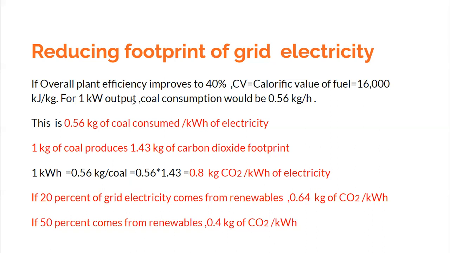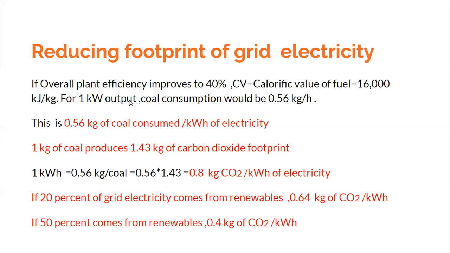Now this is very interesting. If you go on substituting the coal with renewables, the carbon footprint goes on reducing. So if 20% of grid electricity comes from renewables, the carbon footprint per kWh of electricity becomes 0.64. How has that come? 80% is 0.8, and 0.8 into 0.8 is 0.64. If 50% comes from renewables, then the carbon footprint per kWh of electricity comes down to 0.4 kgs of CO2. So this shows the importance of calculating the carbon footprint of grid electricity.